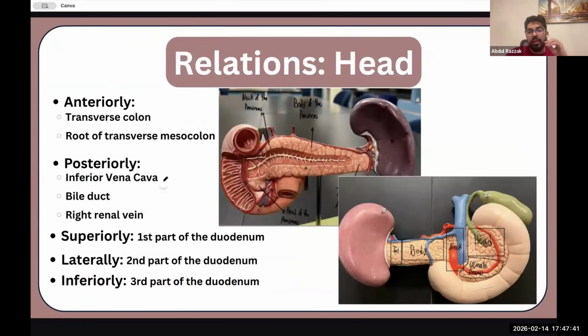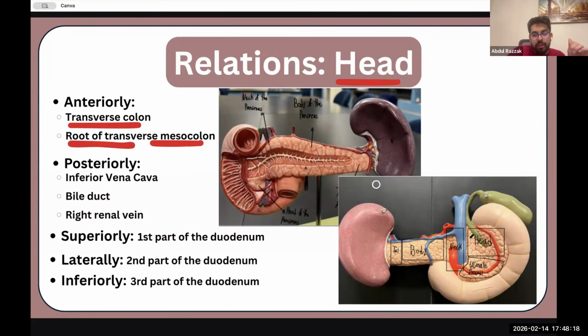So for the pancreas, you need to know the relations of organs around it in relationship to the different parts of the pancreas itself, starting off with the head of the pancreas. So this is the head of the pancreas, and in front of it, you're going to have the transverse colon and the root of the transverse mesocolon. What is the transverse mesocolon? It's just basically the mesentery of the transverse colon, attaching it to the posterior abdominal wall. So basically, just to simplify it to yourself, know that in front of the head, you have the transverse colon plus its mesentery, which is called the transverse mesocolon.